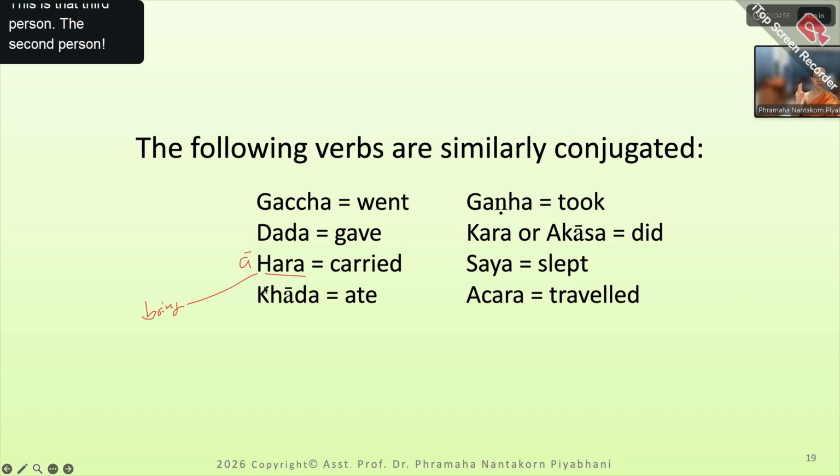The second person: aharo, you see, right? Okay, aharo, aharittha. Aharittha. You can check from the six case endings of the past tense. Aharo, aharittha. First person, ahari, aharim, right? Aharim, aharimha. Aharimha, right? Aharimha. See? Third person. The third person.